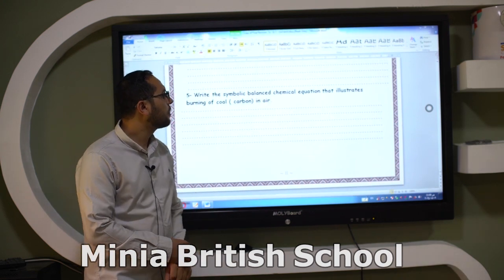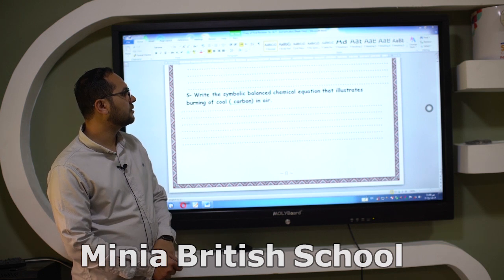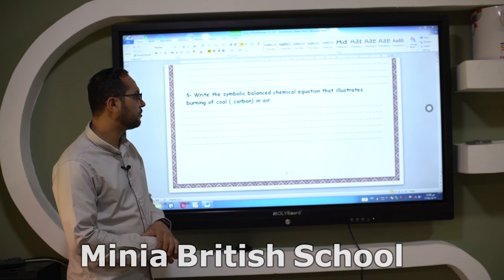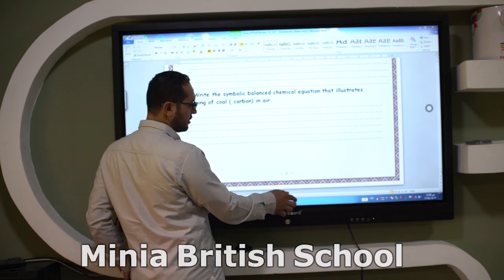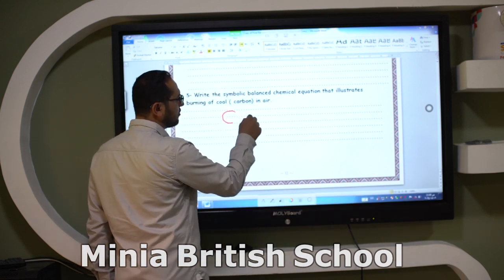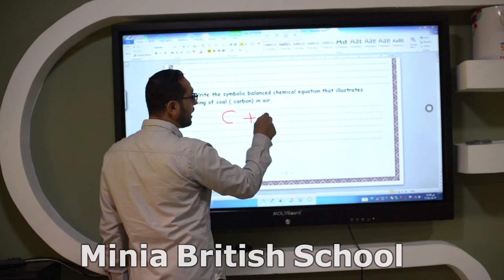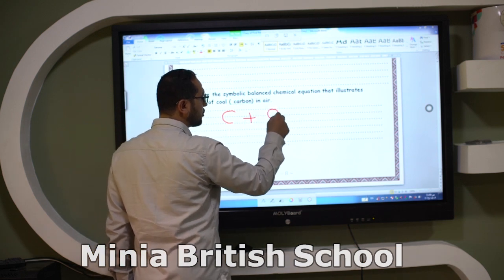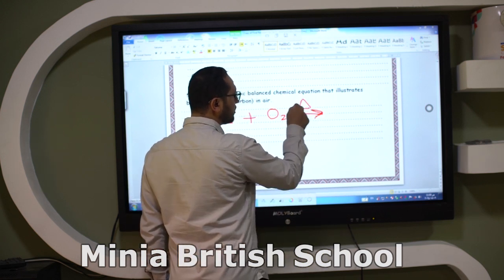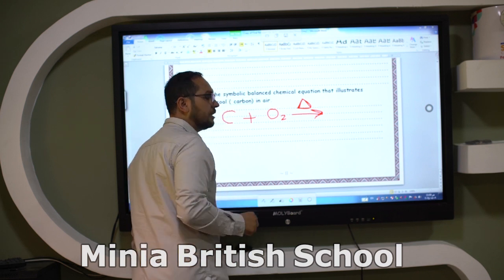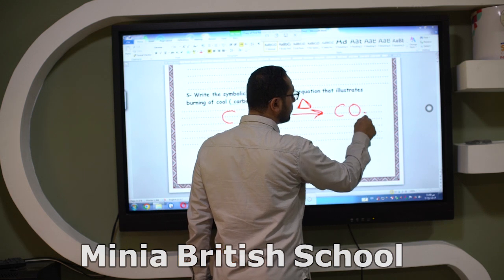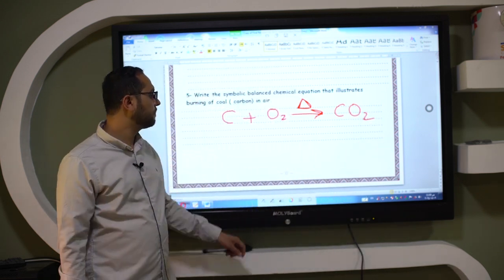Write the symbolic balanced chemical equation that illustrates burning of coal carbon in the air. Okay, this is very easy. C plus, this is the symbol of carbon, reacts or combine with oxygen, forming, okay, don't forget the triangle. The triangle here represents the heat, forming CO2. Okay?